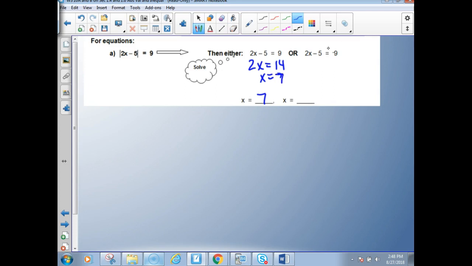Okay. The second setup, setting what's in the bars equal to -9. Remember, never, ever, ever change what's in here. You change the number not inside the bars. So adding 5 to both sides on this one gives you -4, and then dividing by 2 gives you -2. So the two solutions are 7 and -2.